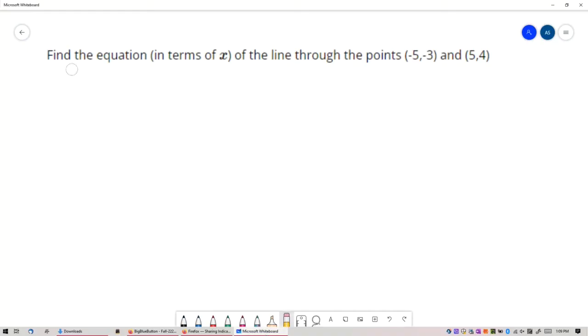On this one, we want to find the equation in terms of x of the line through the points (-5, 3) and (5, 4). To find the equation of the line, there are multiple ways to do this. I like to use point-slope form.